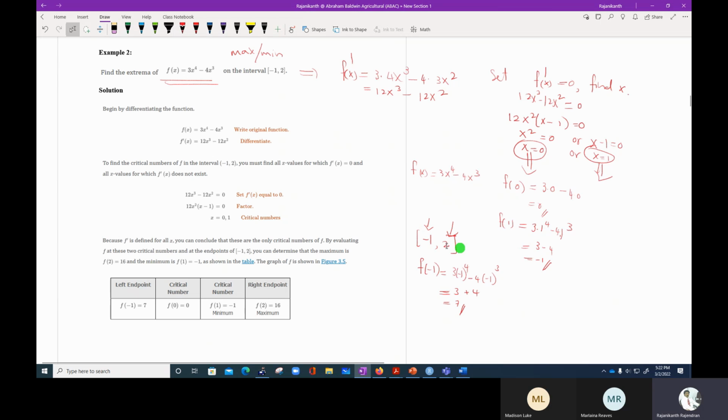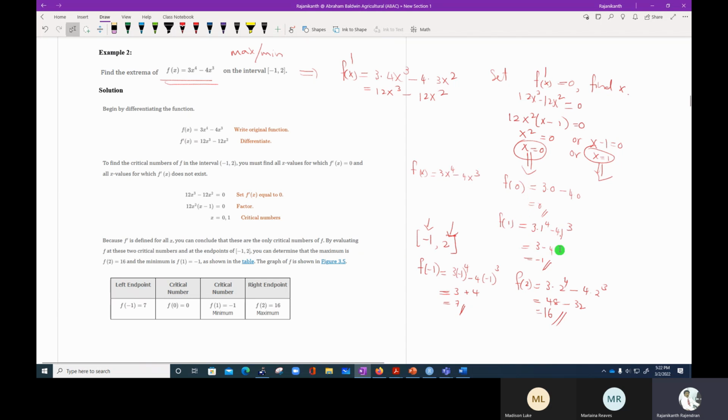Now find the function value at the right hand point, which is 2. F of 2 is 3 times 2 to the power 4 minus 4 times 2 to the power 3. So 2 to the power 4 is 16, and 16 times 3 is 48. Subtract: 2 to the power 3 is 8, and 8 times 4 is 32, which gives 16. So list all the function values like this. So far I have 4 values: 2 values are coming from the critical values and 2 values are coming from the endpoints of the interval.